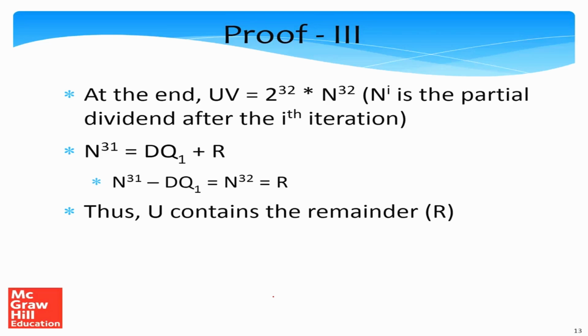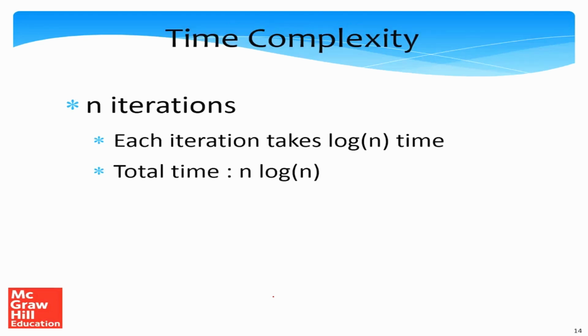Alright, so I'm skipping the proof part. So part of the proof, at least the graphical part, we have covered. The rest, I think the best strategy would be to read the proof from the book and try to correlate it with what's written over here. Alright, so as I said, it takes n iterations and each iteration takes log n time. So total time is n log n. I've taken the O out, so it's order of n log n.